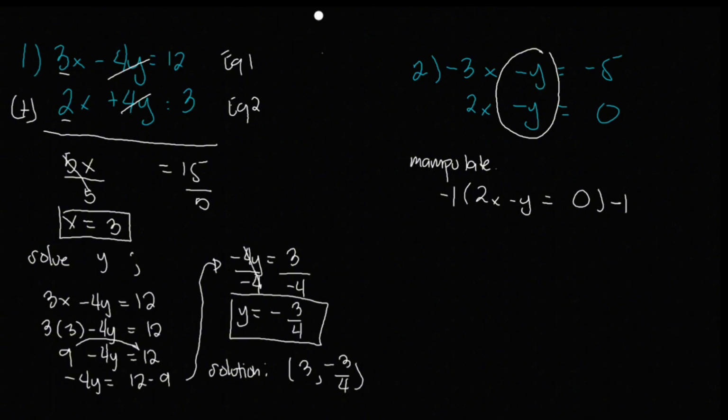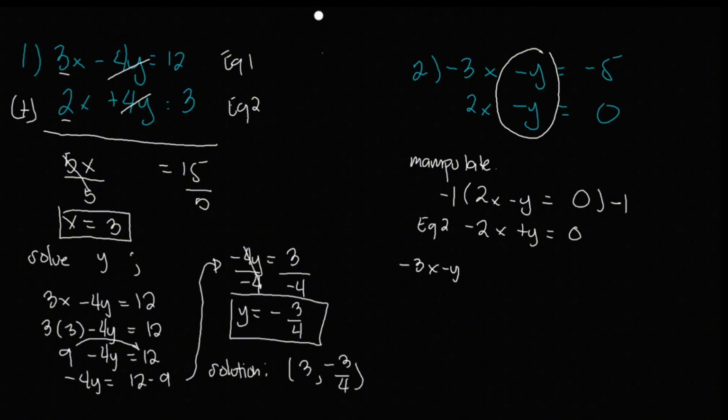Okay? If we do that, we can already achieve the positive y. So negative 1 times 2x, that will become negative 2x. Negative times negative y, that will become positive y, is equal to 0. Now this time, this will be your new equation number 2. And all you have to do next is just rewrite your system, then solve for the corresponding variable.